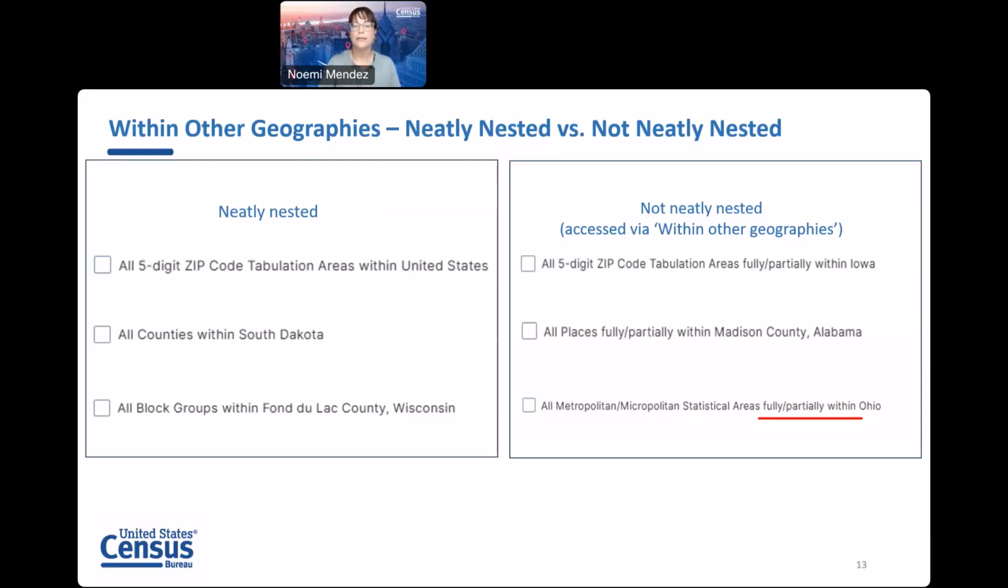So let's say you wanted to get all 5-digit zip code tabulation areas fully or partially within Iowa, or all places that are fully or partially within Madison County, Alabama. And then finally, all metropolitan and micropolitan statistical areas fully or partially within Ohio.